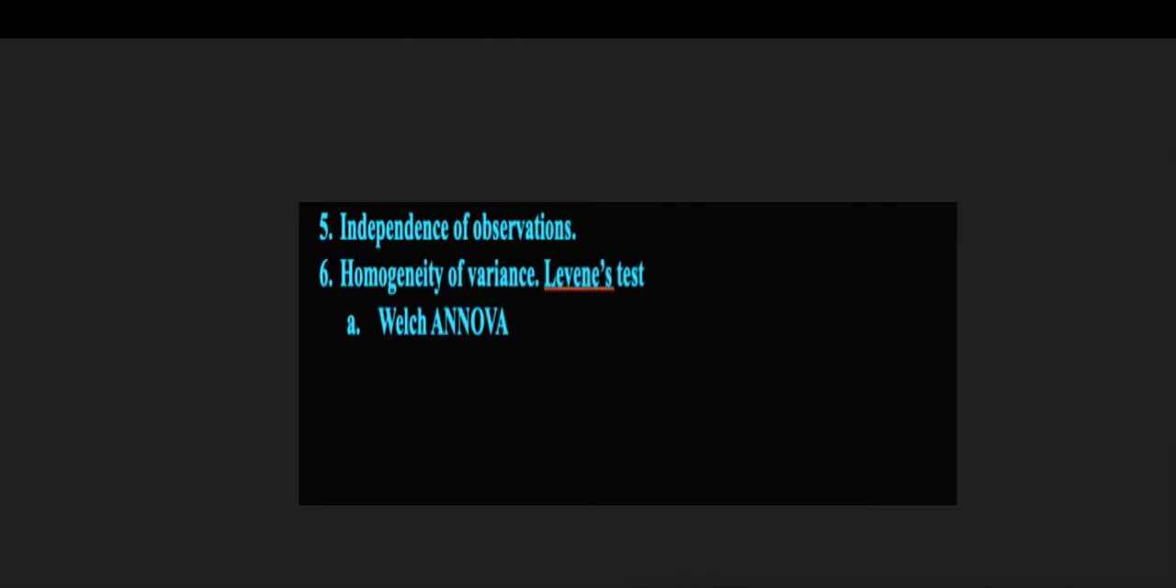Then we had two more assumptions. We have independence of observations, which I told you about in my previous video. There must be independence in the observations. That is, if a participant is present in one group, that participant should not be part of any other group. Then the sixth and last assumption is homogeneity of variance, which we are going to test using Levene's test. So once we meet all these conditions for our data, then we are going to run the one-way ANOVA test. So let us go for that then.